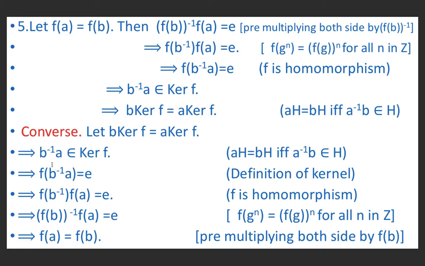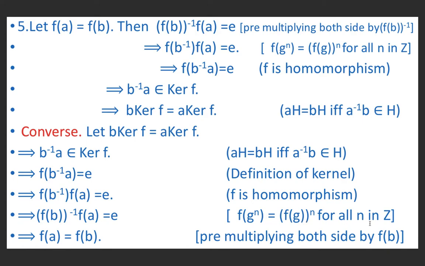So because B inverse A is an element of the kernel of F, F of B inverse A is equal to E, the identity element, by the definition of kernel. So this implies F(B inverse) into F(A) is equal to E, because F is a homomorphism and it preserves the group operation.